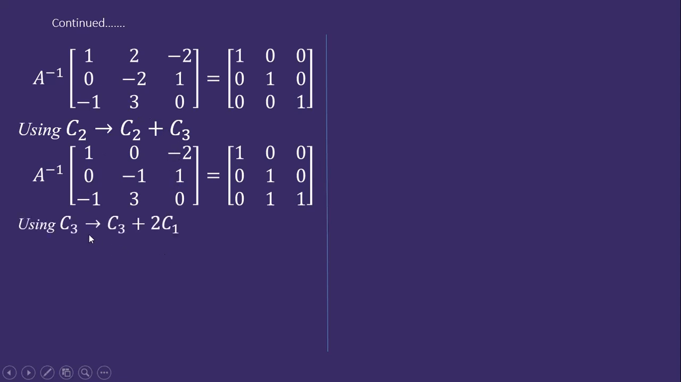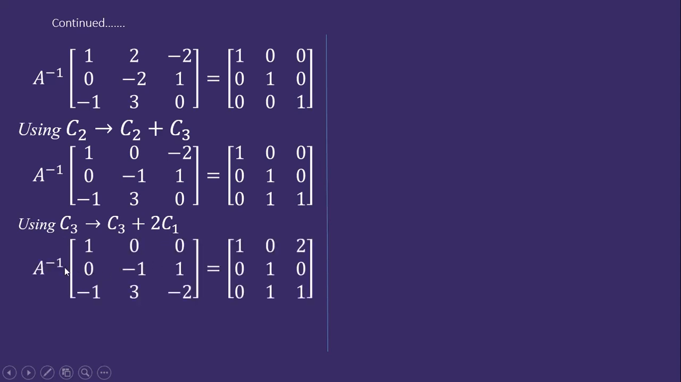Okay, so using C3 to C3 plus twice C1, we get this A inverse. First column as it is, second column as it is. Now C3 plus twice C1: minus 2 plus 2 into 1, minus 2 plus 2 is 0, 1 plus 2 into 0, 1 plus 0 is 1, 0 plus 2 into minus 1, 0 minus 2 we get minus 2.